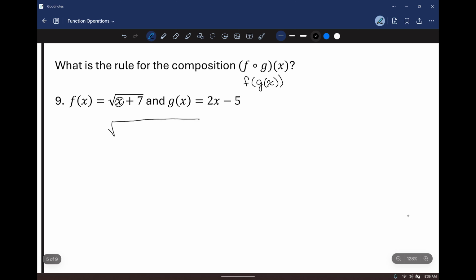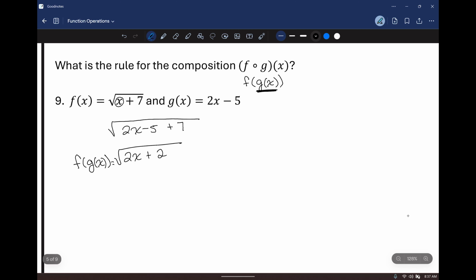Now, there's nothing attached to this x, like there's nothing being multiplied. It's not being raised to a power. So I really don't need parentheses there. So I'm going to leave it blank there, and then I have my plus 7, and I'm replacing that with g. So g goes in for x, and then I'm just going to simplify. So I have 2x, and then negative 5 plus the 7 gives me 2.